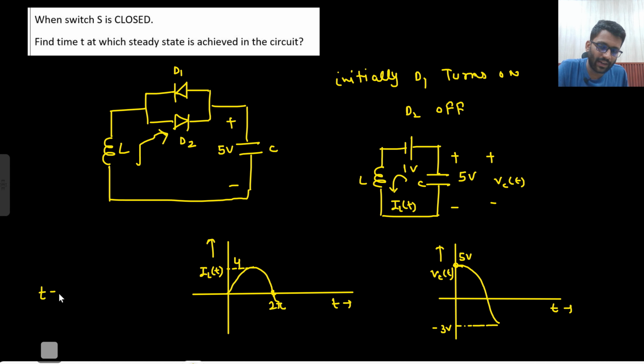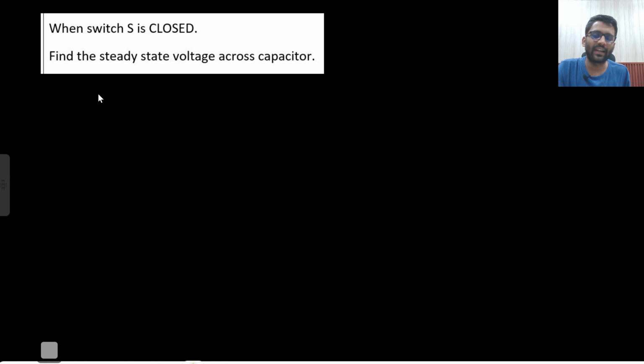At t equals 2 pi plus, what will happen? The current tries to go negative, that means D2 turns on. So at t equals 2 pi plus, D2 turns on. Now we will check what is happening at t equals 2 pi plus. If D2 turns on, it will be replaced with this 1 volt battery here.